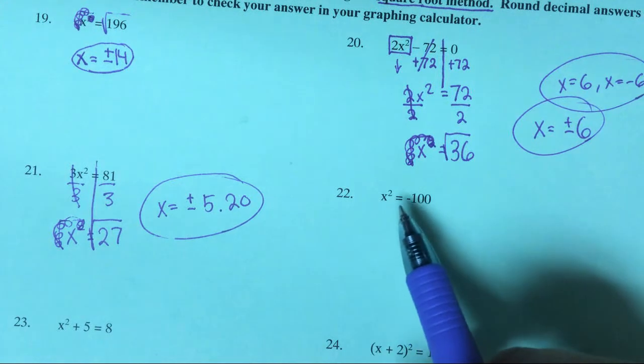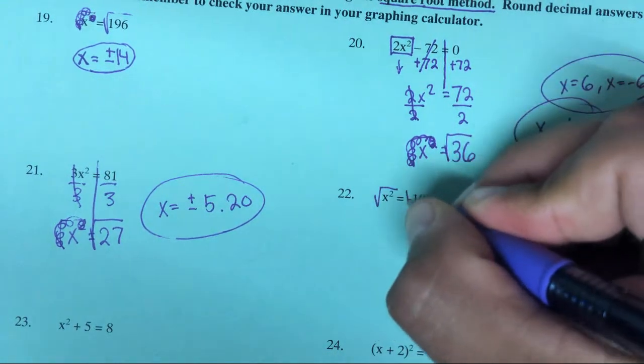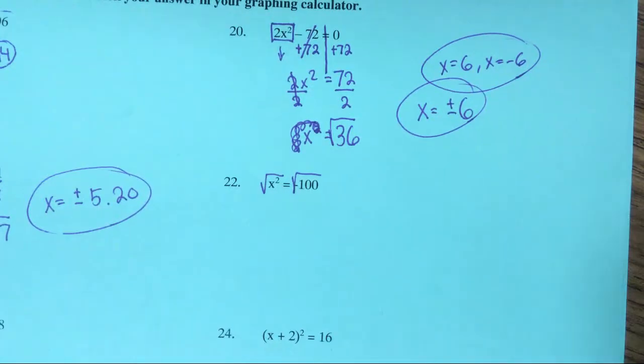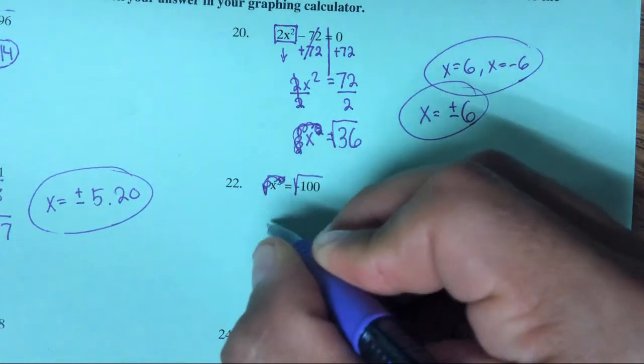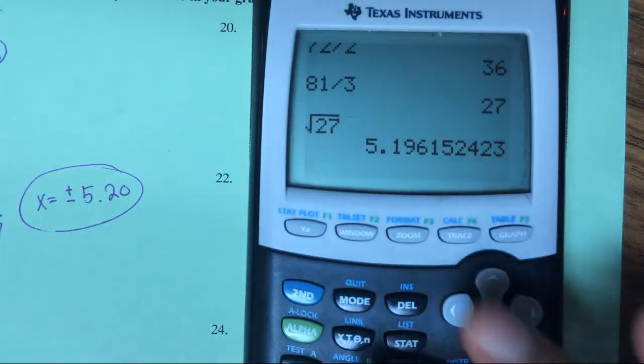This one is actually set up almost like 19, so where I can just go in and take the square root of both sides. Again, the squared and the square root cancel. I have x equals, and then I have the square root of negative 100.